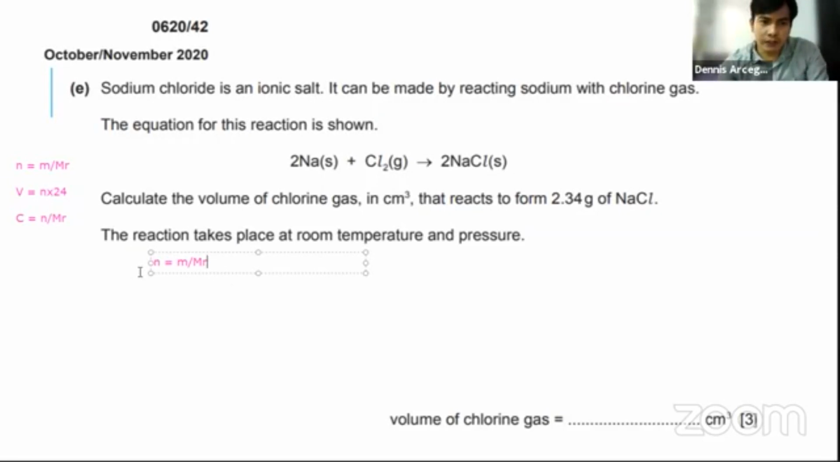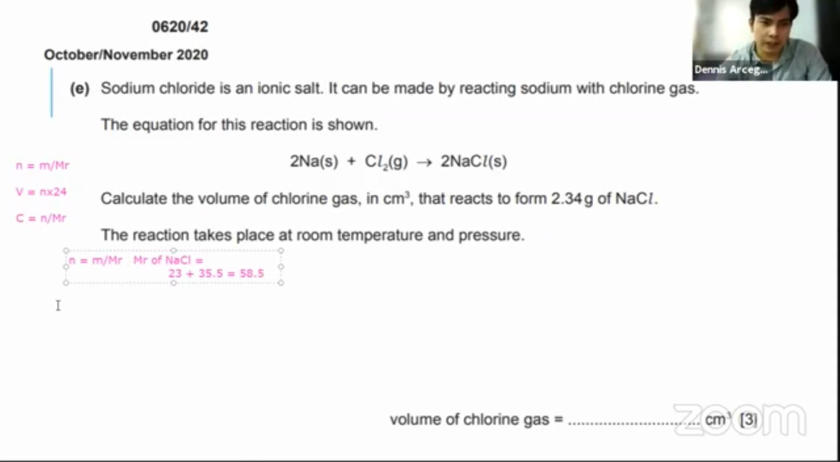Now, we have to identify first the MR of NaCl. So MR of NaCl is equal to Na is 23 plus Cl is 35.5. So this will be 23 plus 35.5 equals 58.5. Okay, you have to include the decimal.